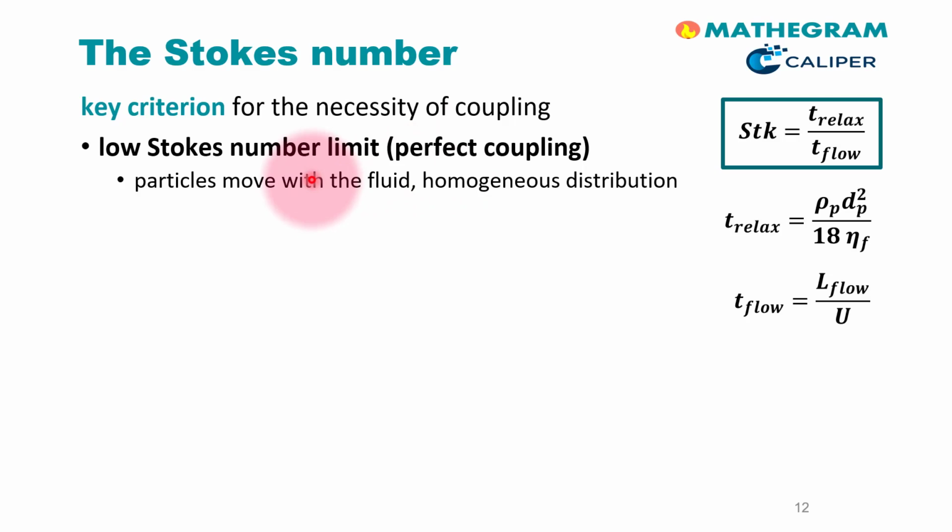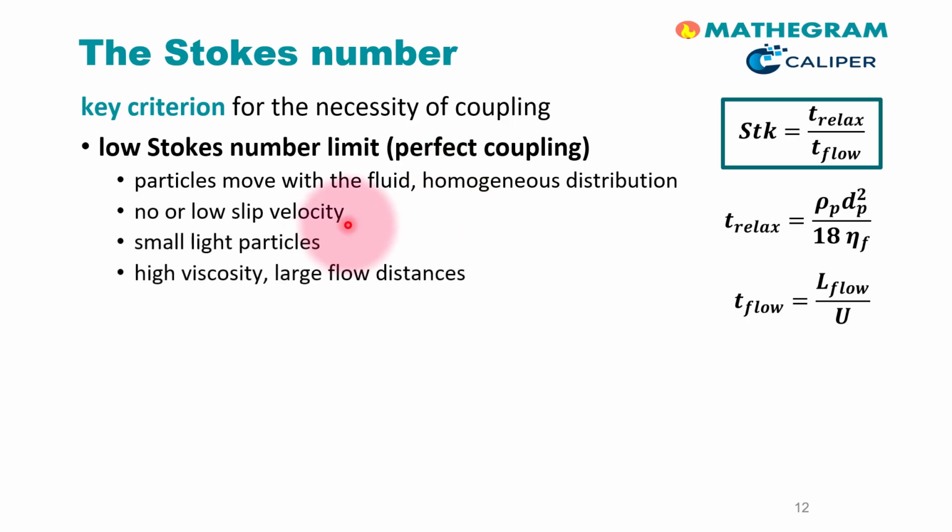Also, in such applications there is often a homogeneous distribution of particles in the simulated domain, originating from turbulent fluid motion or particle diffusion. Due to the tight coupling, particles have no or only a very low slip velocity relative to the fluid. As the definition of the Stokes number implies, this is the case for small light particles, highly viscous fluids, and large flow distances L-flow.